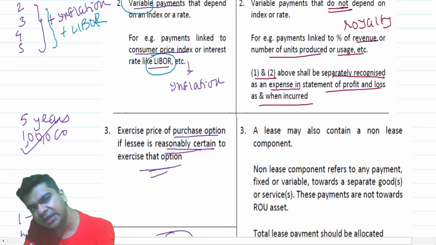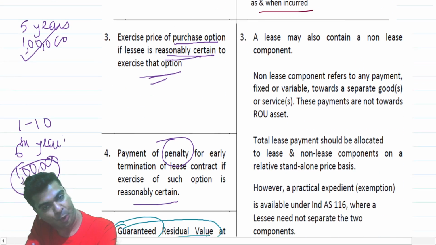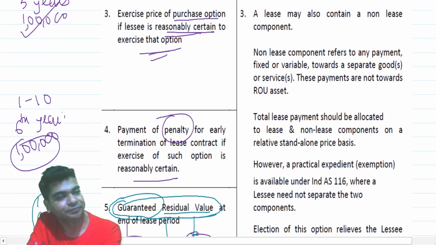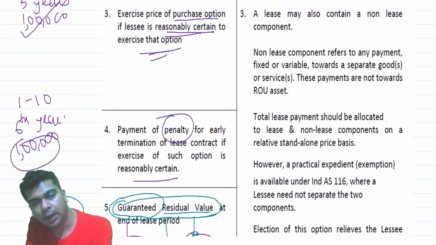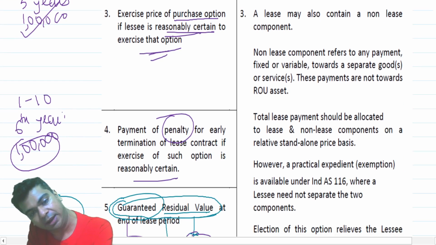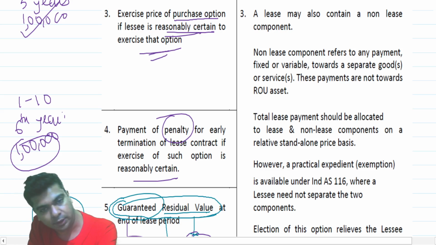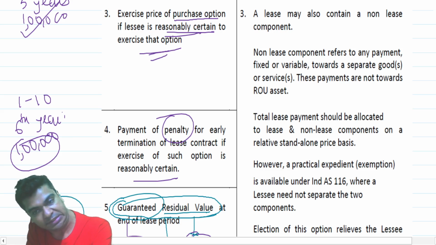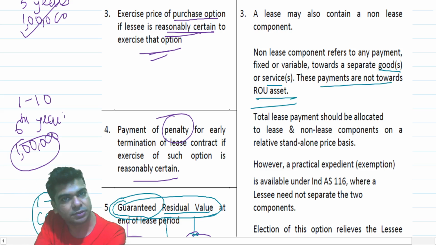And then 3 is a little bit linked with the first point. They are saying a lease may also contain a non-lease component. Now, non-lease component refers to any payment, fixed or variable, towards a separate good or a service. These payments are not towards the ROU asset.